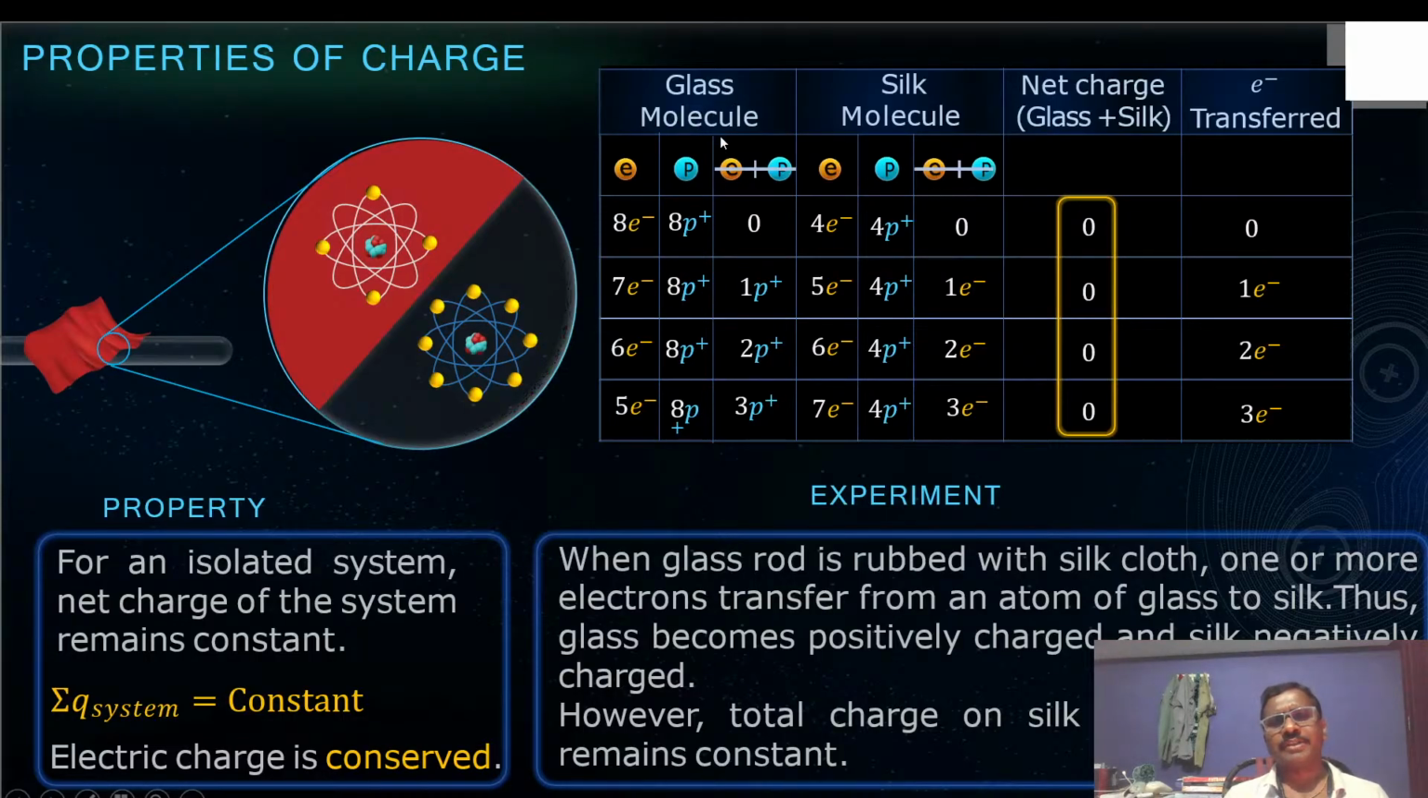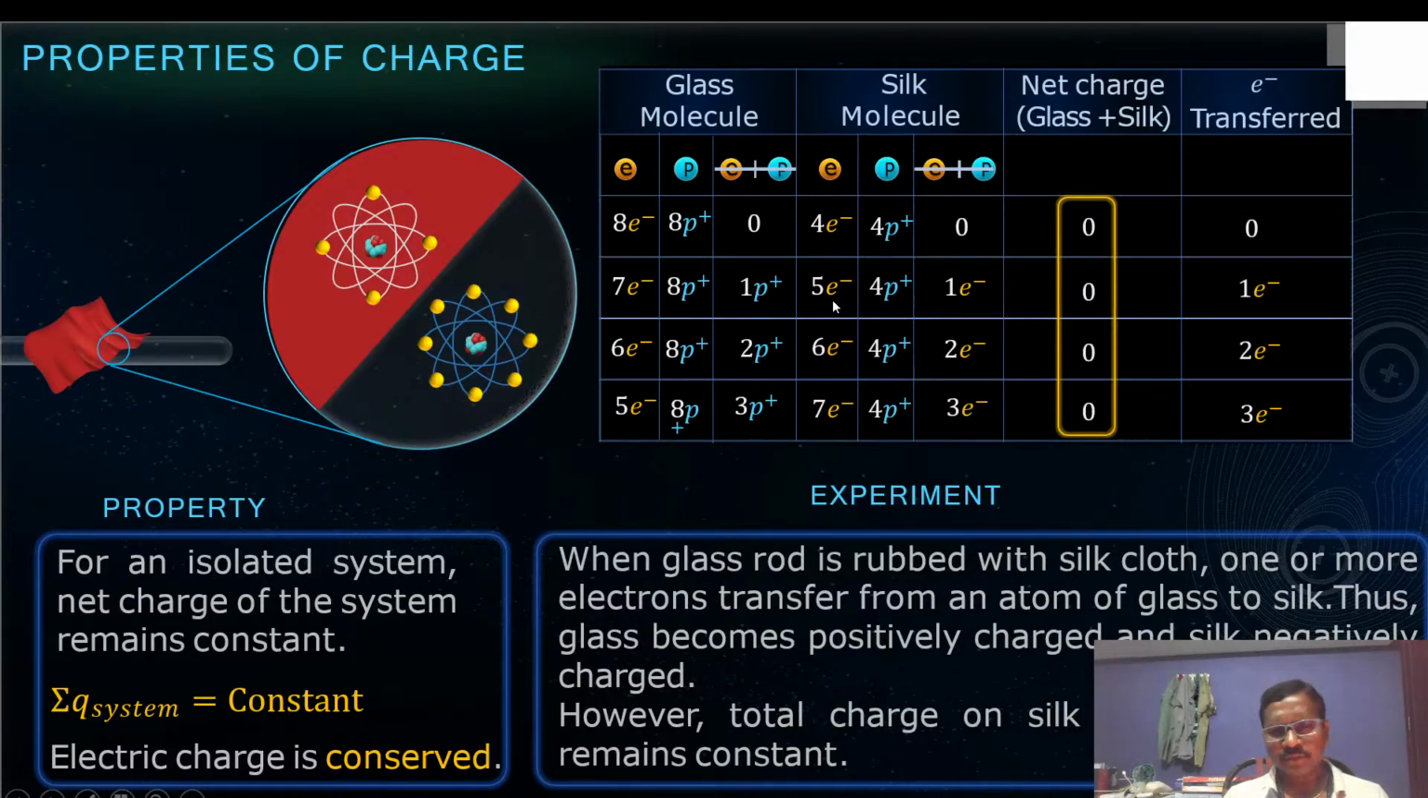So let us say first case, before rubbing, suppose for example the glass rod has 8 electrons, 8 protons. The net charge for the glass rod is 0. Next, silk cloth, 4 electrons, 4 protons, net charge is 0. If 1 electron is transferred from the glass rod to the silk cloth, then the glass rod lost one electron. That means 7 electrons are there, 8 protons are there. Excess of the proton is 1. That means it is the positive charge.